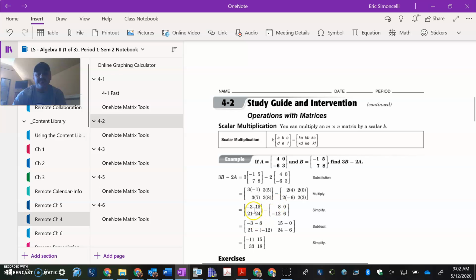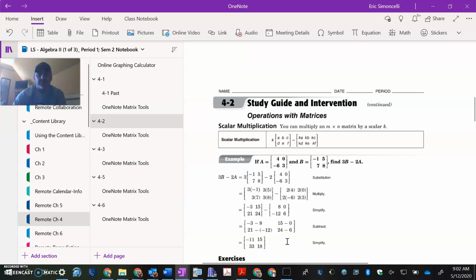-3 minus 8, 15 minus 0, 21 minus -12, and lastly 24 minus 6. All that simplifies as such. So this 2 by 2 resulting matrix is -11, 15, 33, 18.